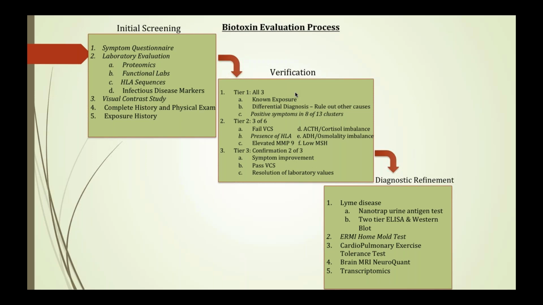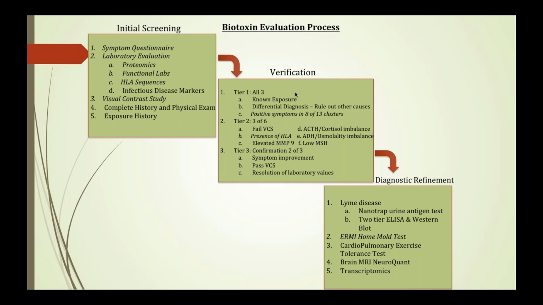Tier 1, we need all 3. Do they have a known exposure? Sometimes that's hard. Have you done your differential diagnosis and ruled out other causes? Do they have positive symptoms in 8 of 13 clusters? Tier 2, 3 of 6.